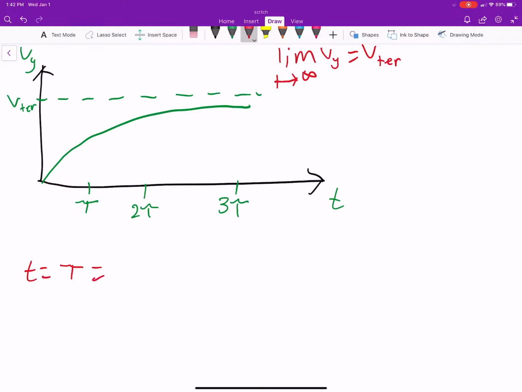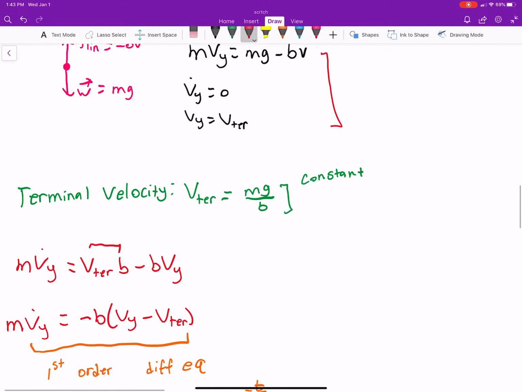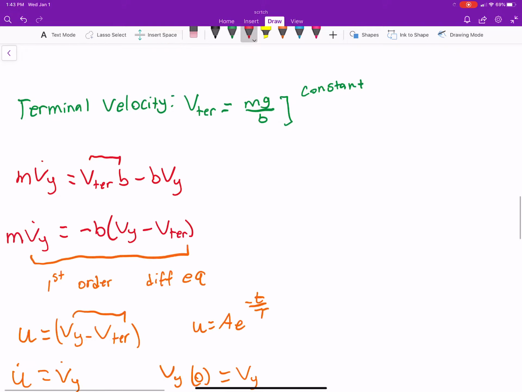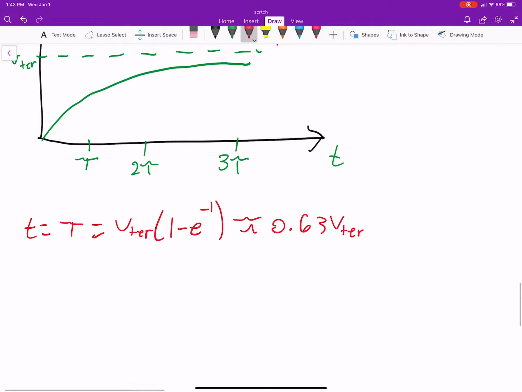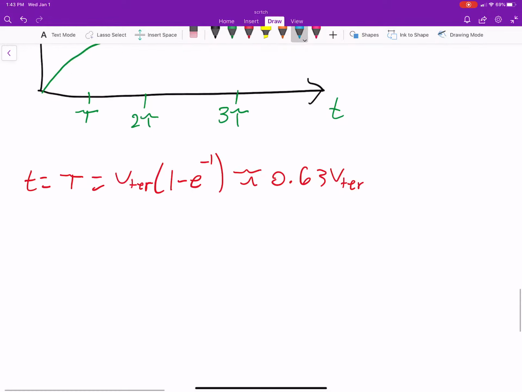Okay, so let's make a note of what happens when t equals tau. That's equal to V terminal times 1 minus e to the negative 1, which is about 0.63 V terminal. In other words, when time is equal to this tau, which we defined up above, I think we actually did it at the beginning, you're about 63% of your terminal velocity.